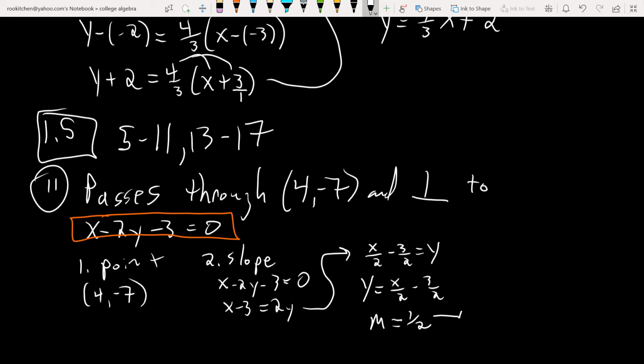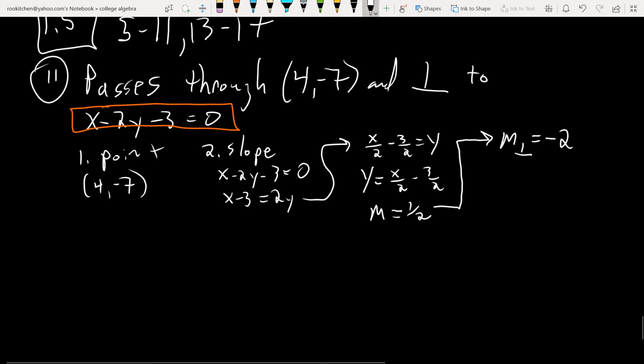We're not done yet, because the slope of the line we want is perpendicular to this line. So the slope of the perpendicular line is the negative reciprocal of that, right? So you flip that number. 1/2 flipped is 2 over 1, which is 2, and then you make it negative. Okay, so that's our slope. A lot of work there. Now we've got a point and a slope. We could plug it into our point-slope form.